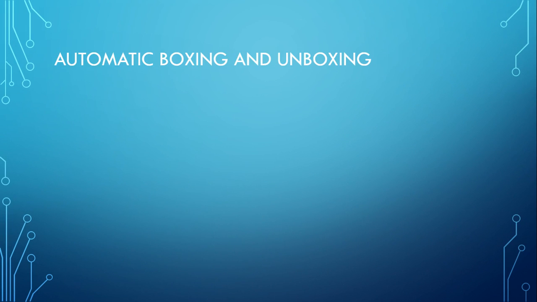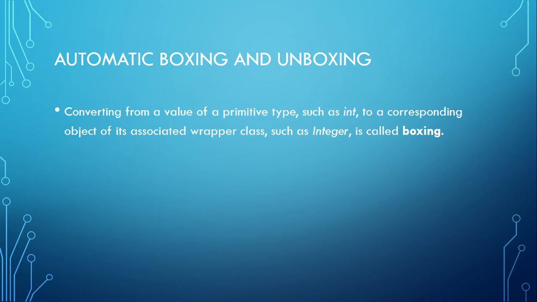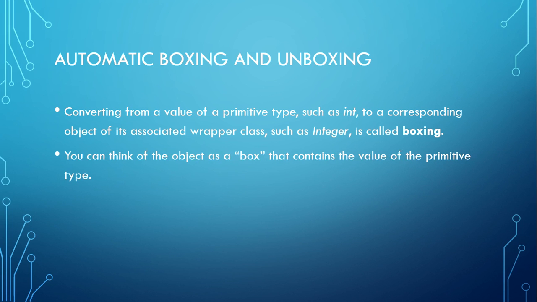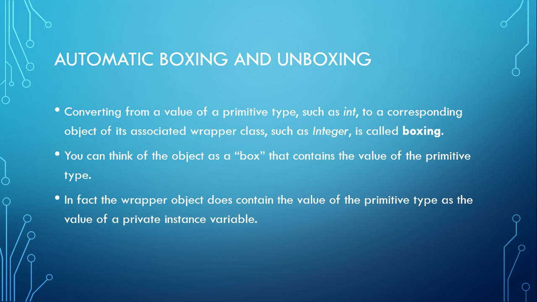All right, next, let's look at some automatic boxing and unboxing. Converting from a value of a primitive type such as int to a corresponding object of the associated wrapper class such as Integer is what's known as boxing. You can think of the object as a box that contains the value of the primitive type. Think back to one of our very first programming lessons. I talked about the concept of a box. We give it dimensions, length, width, height. Those are the properties. Boom, we're coming full circle right back to the box. In fact, the wrapper object does contain the value of the primitive type as the value of the private instance variable, as I mentioned previously.